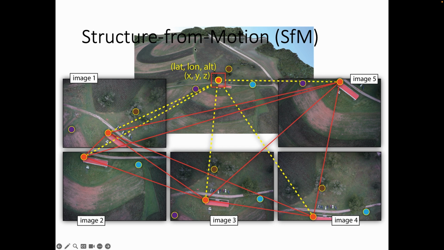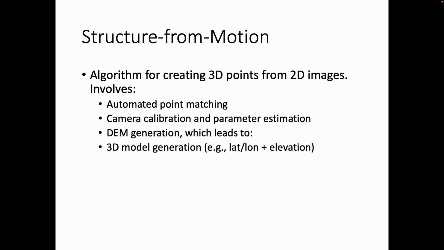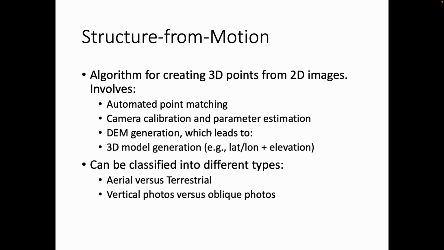And that includes both orthomosaics, so orthorectified and georeferenced photomosaics, as well as actual 3D models where we can get 3D point clouds and digital surface models and things like that. This involves several steps, so there's going to be some point matching involved, some camera calibration and parameter estimation. There's going to be the DEM generation itself, which leads to a 3D model, and that will essentially be our final product.